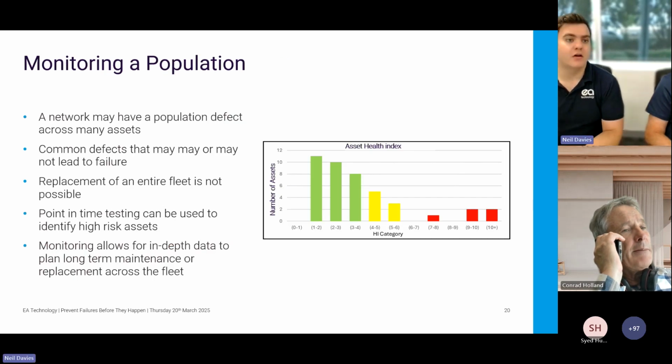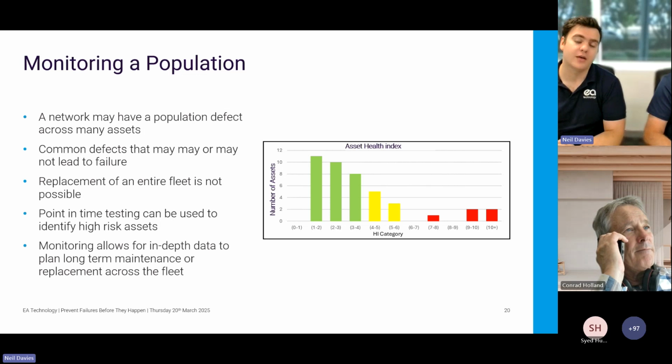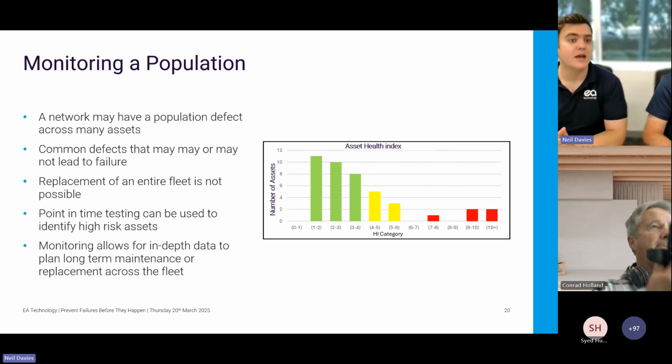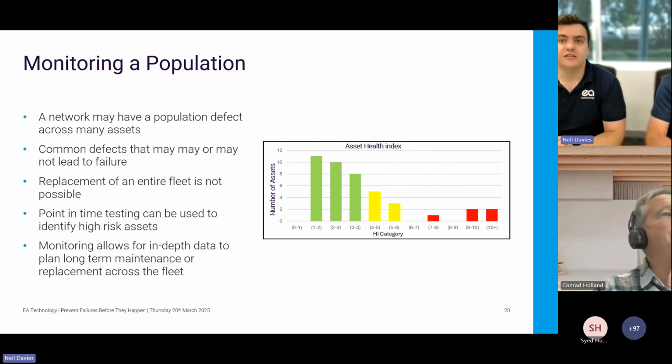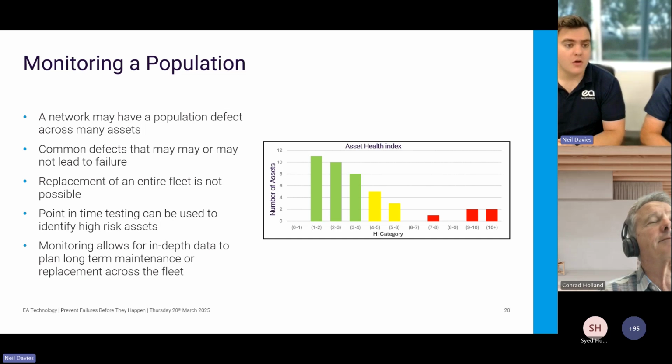We then move on to the scenario where you have population defects. And I'm going to do quite a big example of this towards the end of the webinar, but there is a chance that you will have population defects in a specific asset type or manufacturer or region where you have a known problem that is causing you grief. This elevates the risk of not just one asset type, but your entire fleet of those particular assets. So monitoring can become really critical in that scenario once you start to pair it with a larger handheld or point-in-time testing fleet.